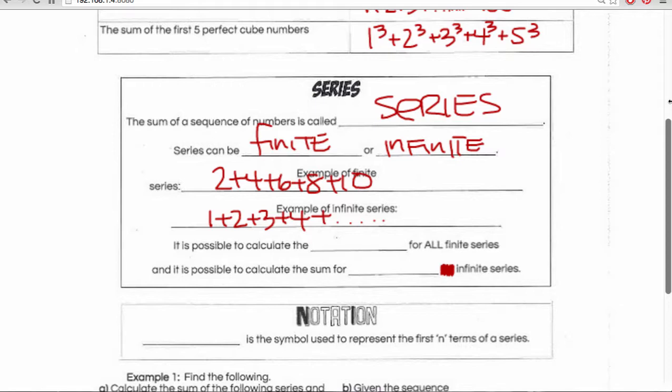Now it is possible for us to calculate the sum of all finite series, but not necessarily is the case for infinite series. We can actually calculate the sum for only some of them.